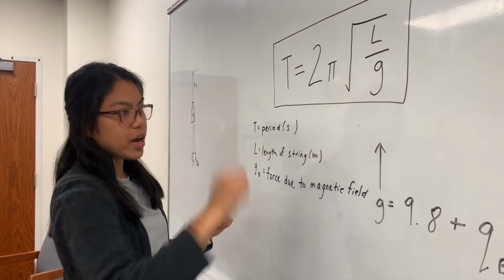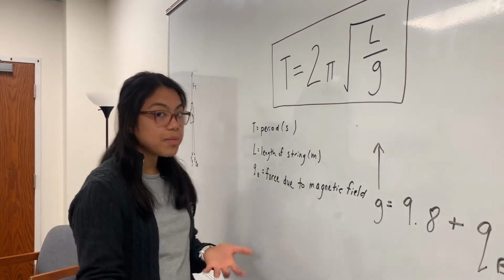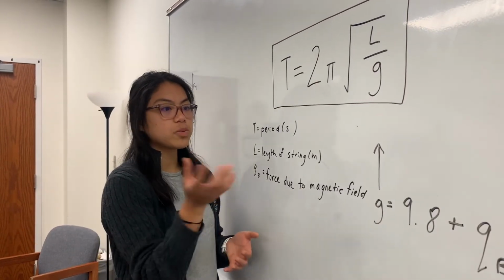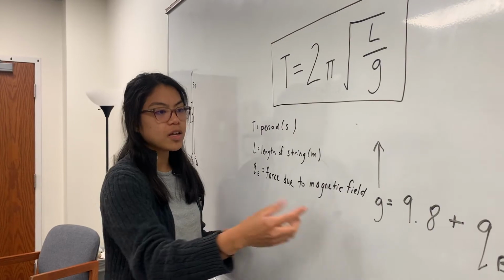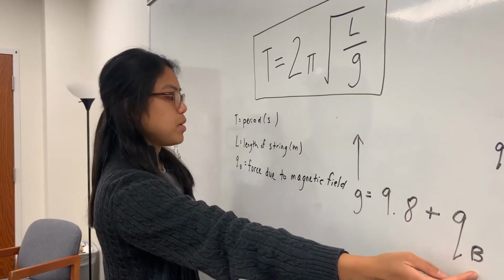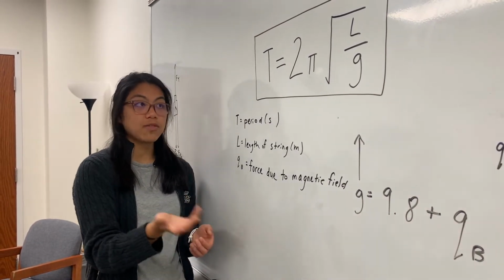So g is the downward force that we have. Typically, it's just gravity, but because we're changing it due to the magnet, you have to account for that as well. So that's what Q sub B is. It's the force due to the magnetic field.